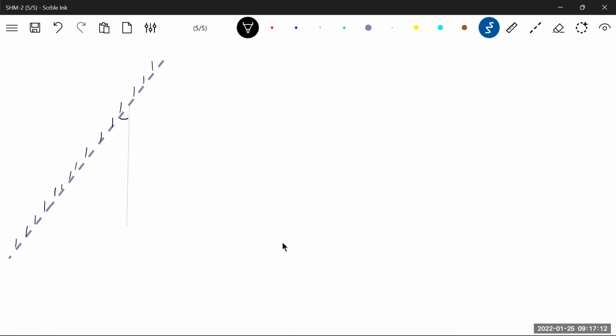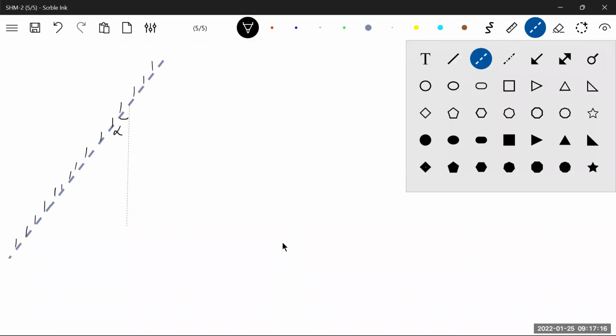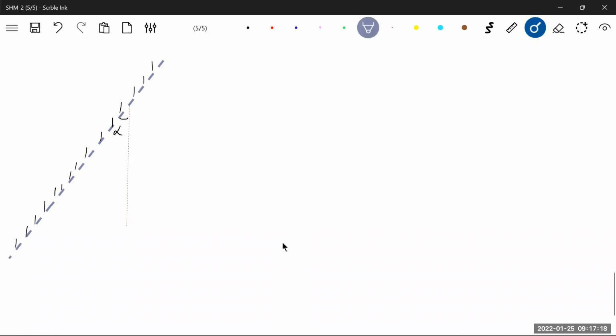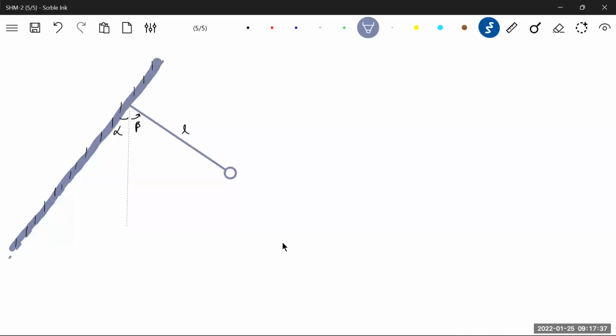Okay, this is the alpha. This is a beta. There's a wall. I think it'll be much easier for you. There's a wall, an elastic wall.